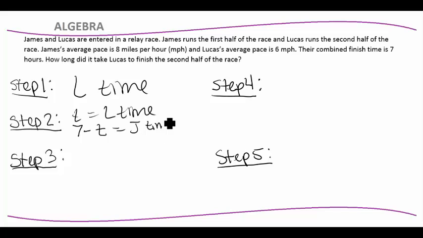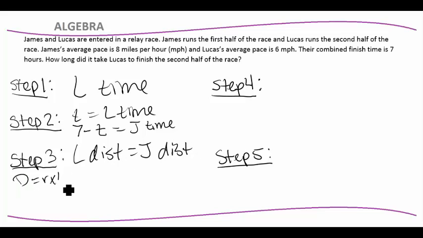Step 3, we're going to translate the English of the problem into mathematical statements. James runs the first half of the race, and Lucas runs the second half of the race. This tells us that the distances for both runners are the same. So Lucas's distance equals James's distance. Now recall that distance equals rate times time, so Lucas's rate times time will equal James's rate times time.